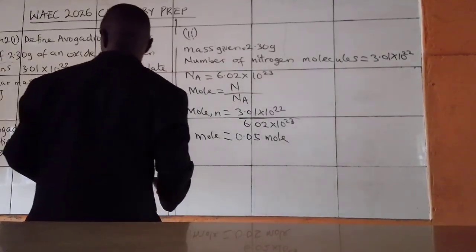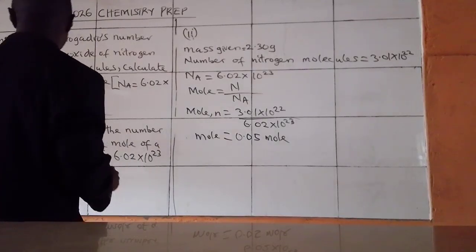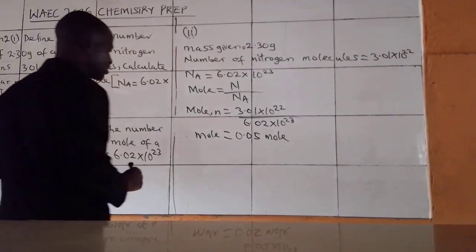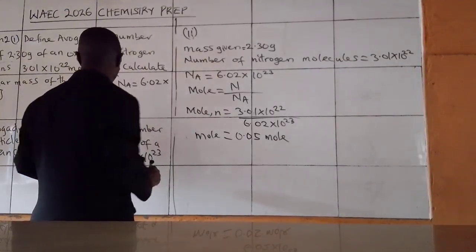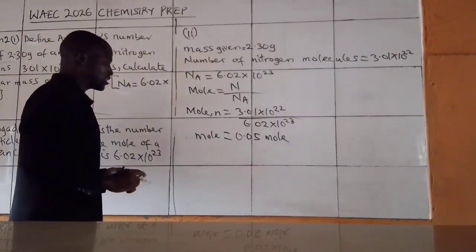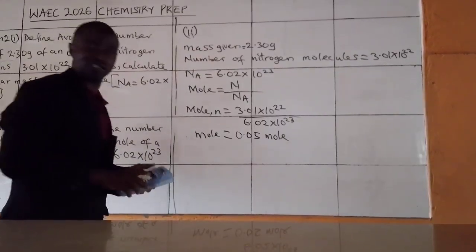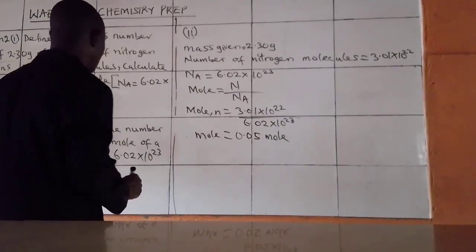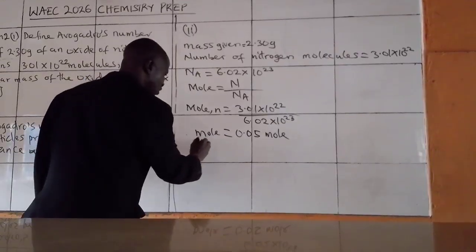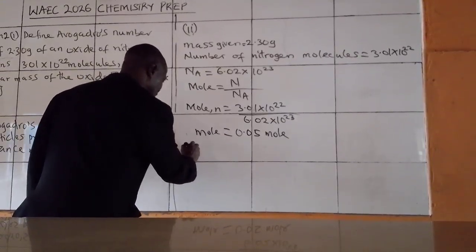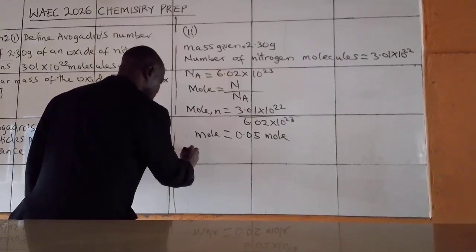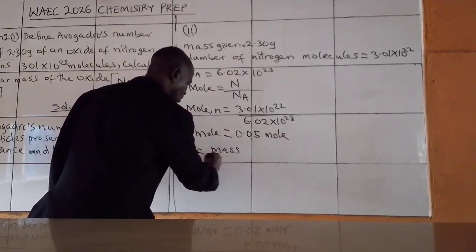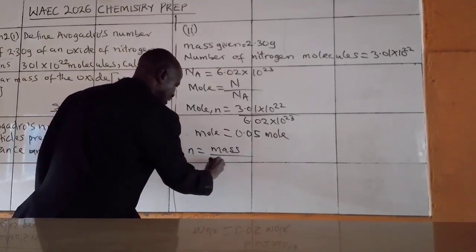So mole is equal to 0.05 mole. But the question says calculate the molar mass of the oxide. In order to calculate the molar mass of the oxide, using the formula, N is equal to mass all over molar mass.